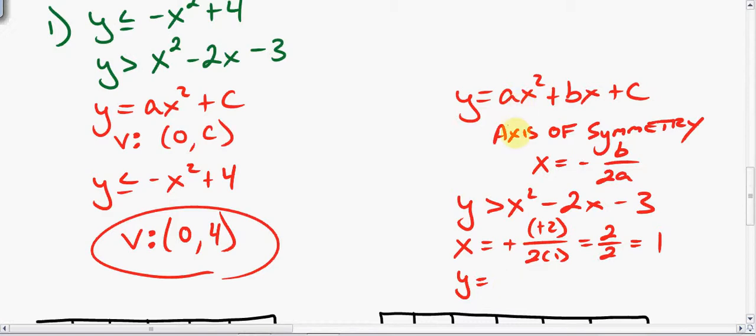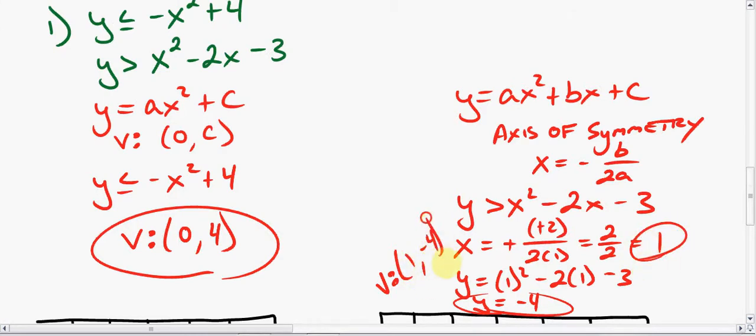Our y value: I'm going to plug in the value of 1 into the equation. So I've got 1 squared minus 2 times 1 minus 3. So you evaluate that. 1 squared is 1. Negative 2 times 1 is negative 2. So 1 minus 2 is negative 1. Minus 3 is negative 4. So the y value of my vertex is negative 4. So the vertex here is going to be (1, negative 4).